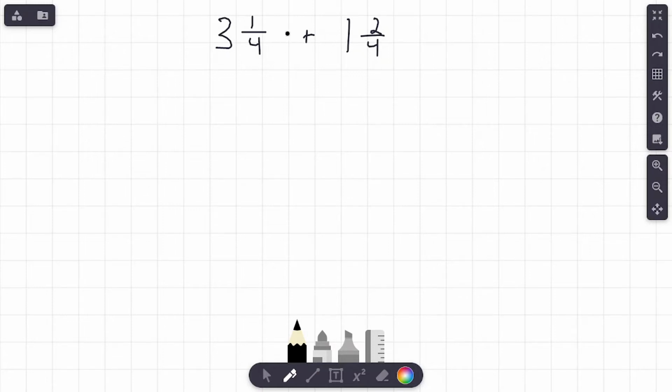Okay, take our whole numbers. We've got a whole number of 3 and a whole number of 1. Okay, and I want you to add these. Before we add them, I want to point something out to you.